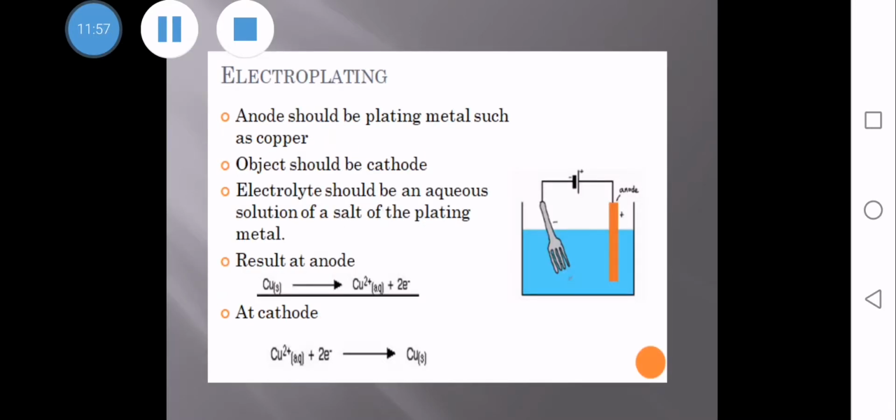Here you can see electroplating, how we can electroplate any metal with any other metal. You have to make the anode from the metal you want to plate with, and place the object you want to be plated as the cathode. Here you can see a spoon, whether it is made of silver or platinum or whatever, and suppose you want to plate it with copper. The results at the anode and cathode are the same as you saw on the previous slide, in the purification of copper.